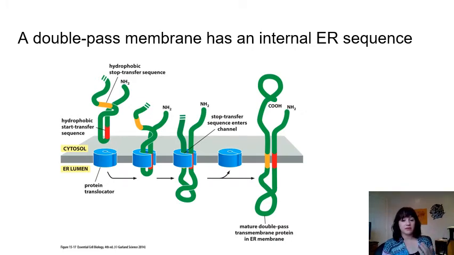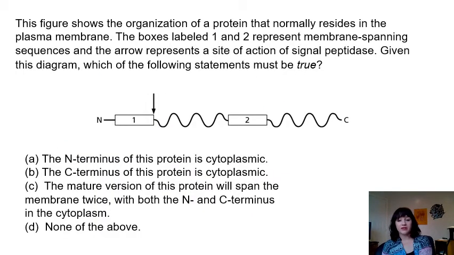If that translocator identifies a stop transfer sequence, it will pause and let go of that protein. So now what we have in this case is a double pass transmembrane protein. It passes through the membrane twice, and both the N-terminus and the C-terminus are facing out into the cytosol. There are actually some proteins that pass the membrane 7 times, and we'll talk about those proteins in a future chapter.